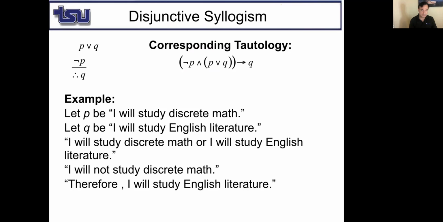So here, let's see, P is I will study discrete math. Q is I will study English literature. And P or Q is I will study discrete math or I will study English literature. Okay. That is premise 1. And then I have premise 2. I will not study discrete math. In that case, we will conclude Q, therefore I will study English literature. If this is the case, then this is my conclusion, I will study English literature.